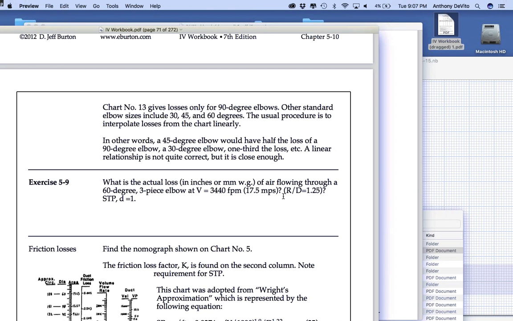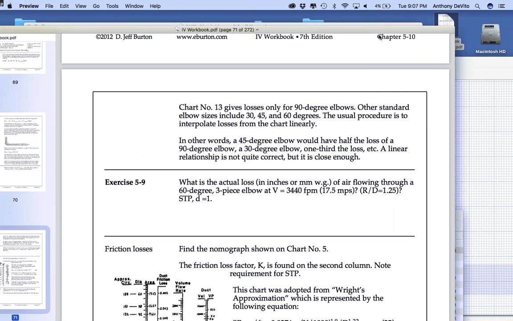Okay, what's the velocity pressure? Anybody calculate it yet? 0.74. Okay, 0.74 inches, right? That's your velocity pressure. What's your K factor, given those various parameters? Right, what was the R over D?